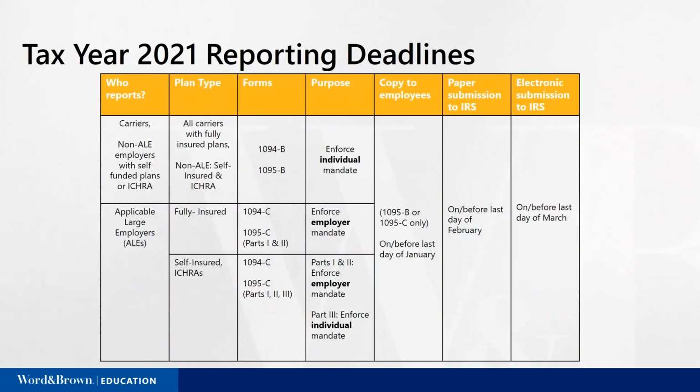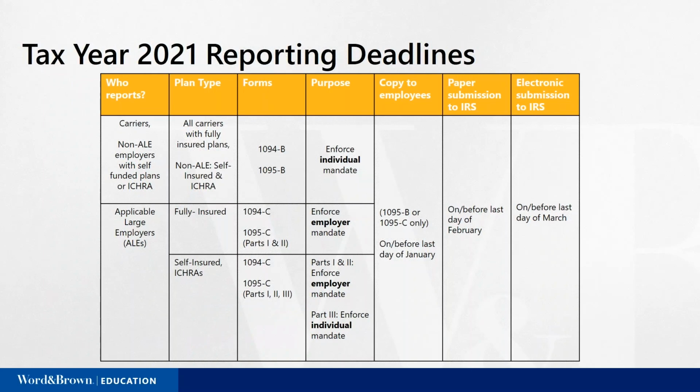Some important deadlines coming up for the 2021 reporting season. Remember, we report our 2021 tax information in early 2022, much like we do our personal taxes or our employer taxes. We also, when we do our IRS reporting for ACA, do it in early 2022. So I want to focus your attention on the last three columns here.